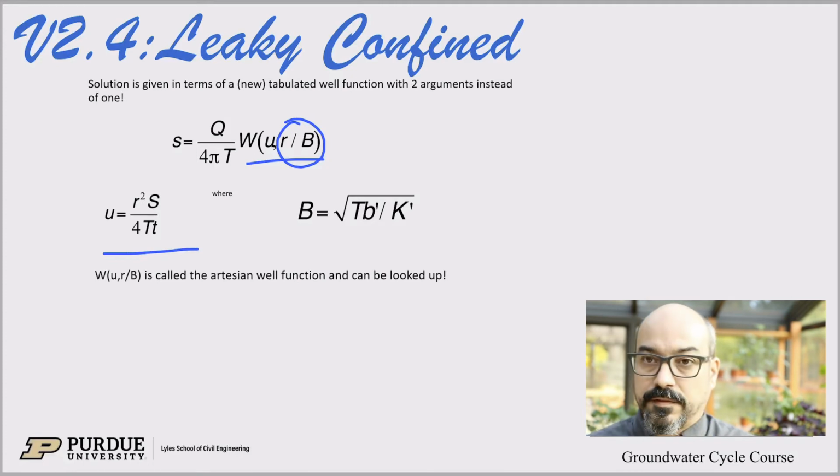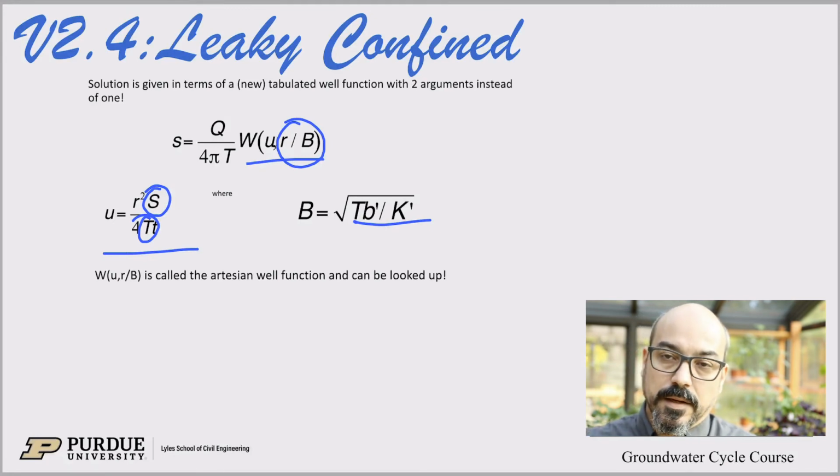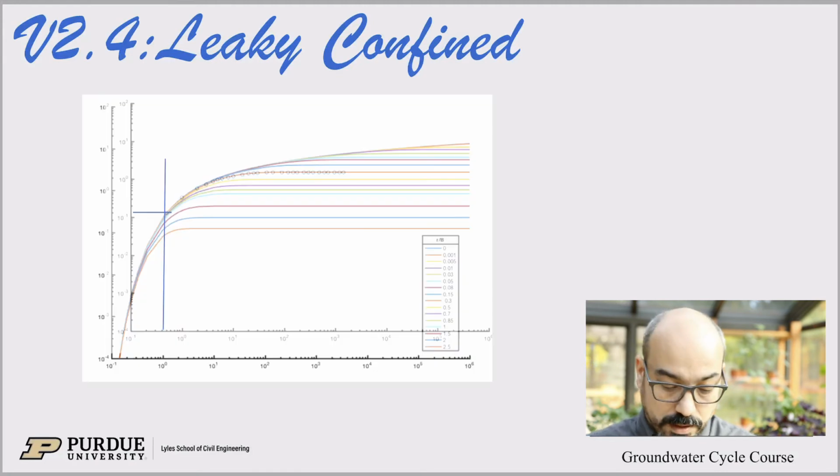And then we can finally find all we need, which is again the storativity, the transmissivity, and now we'll also have, with some caveats that I'll show in a second, the properties of the aquitard leaking into that confined aquifer, right? So the Artesian well function, we sometimes call it, is just another well function, and we can look it up, obviously.